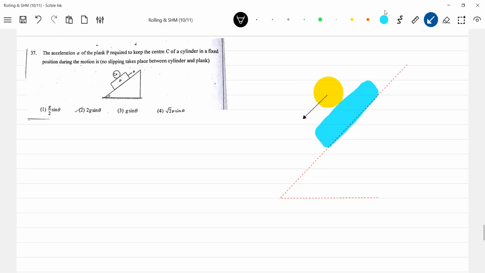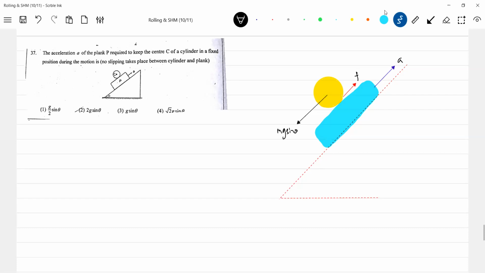Okay, the weight component is mg sin theta. The acceleration of the plank up the incline is A. Then the frictional force. These are the forces that will be sufficient. Okay, now we'll get into mg sin theta, the acceleration of the plank, and the direction of friction. No slipping takes place between the cylinder and the plank.